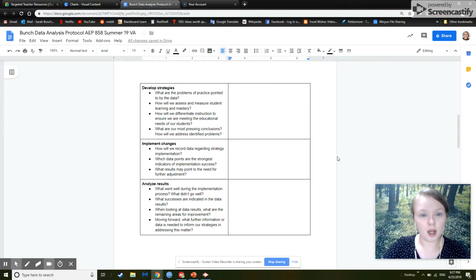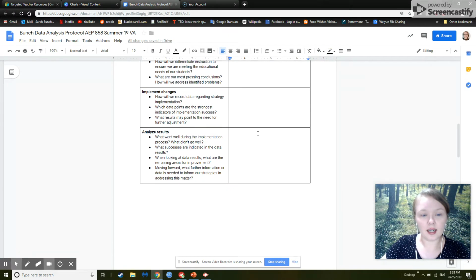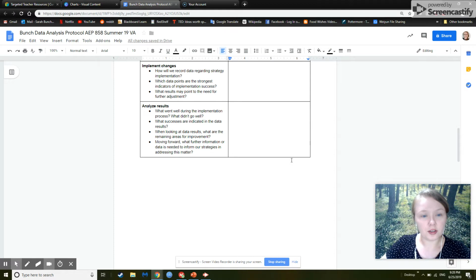So in this time, hopefully teachers and other stakeholders can work together to develop strategies to move forward in the implementation process. Next is to implement changes. How will we record data regarding strategy implementation? Which data points are the strongest indicators of success, and which results may point to the need for further adjustment? Finally, in the analysis of the results, what went well during the implementation process and what didn't go well?